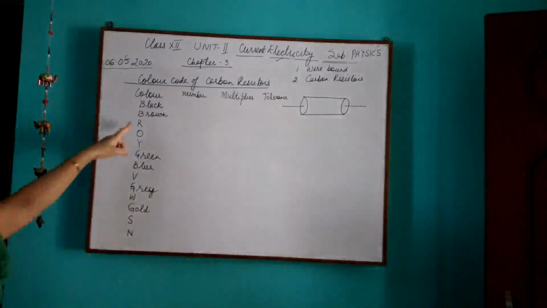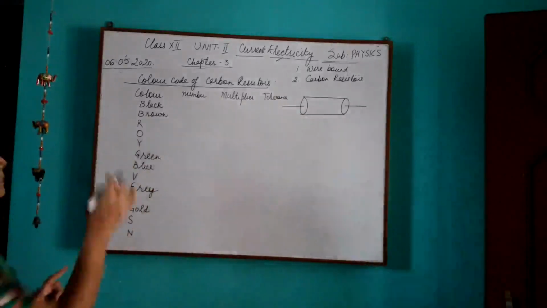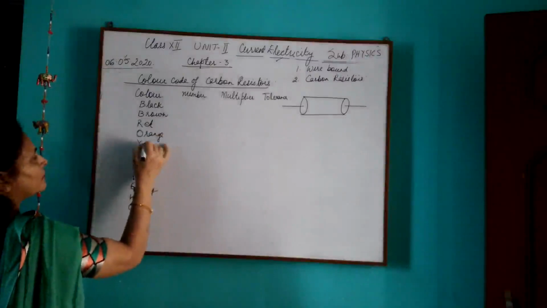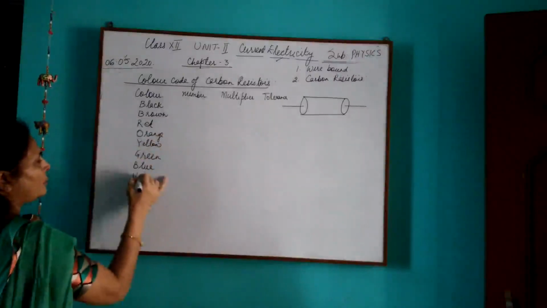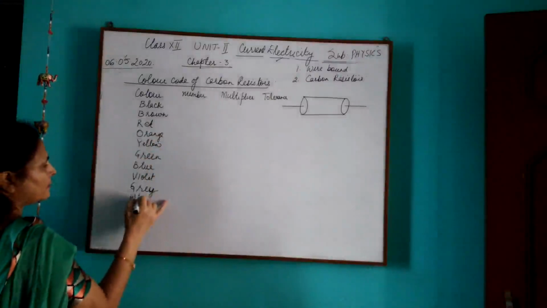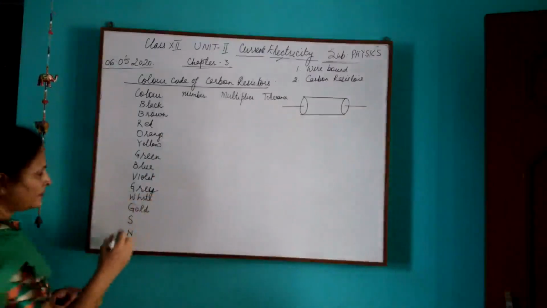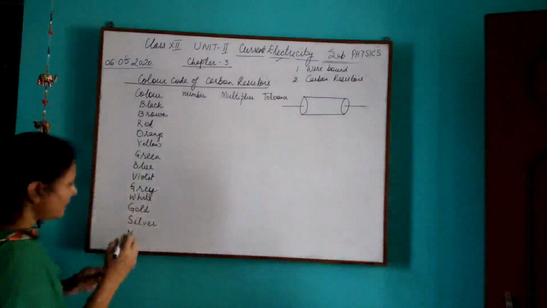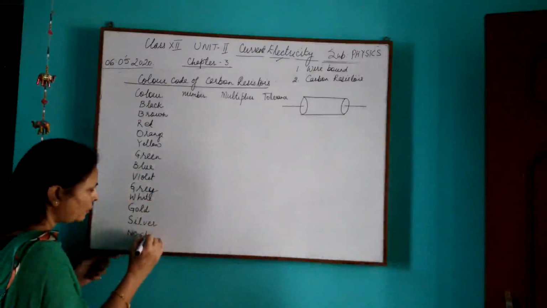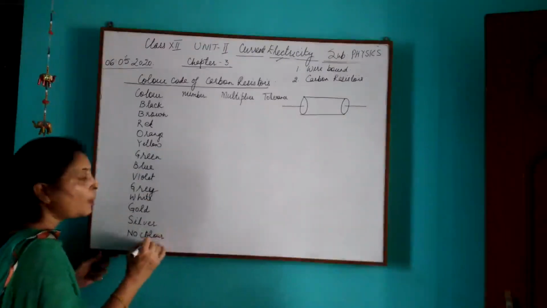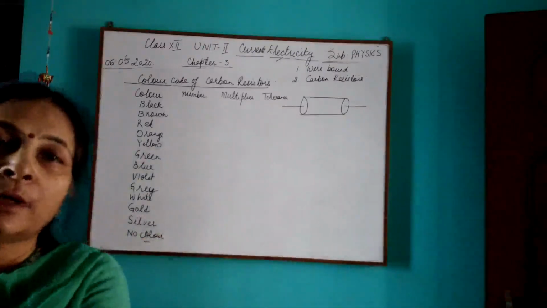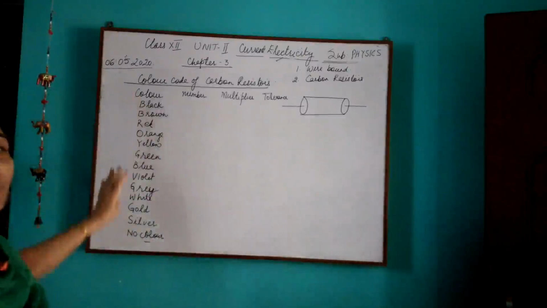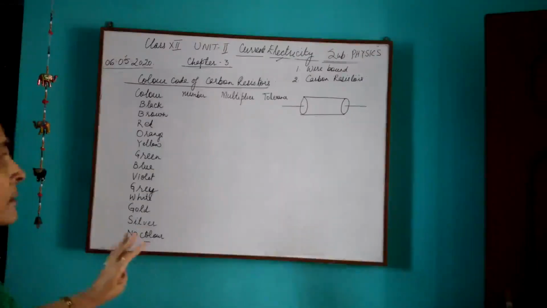And I think now every other letter is only one. So this will be red, orange, yellow, violet, white. This already we have said, silver. And this will represent no color. If there is no colored ring, then what it is going to represent. So I think in this way you'll be able to remember the colors.